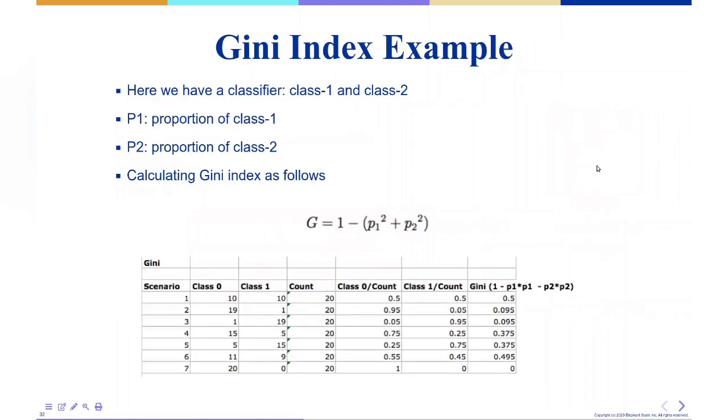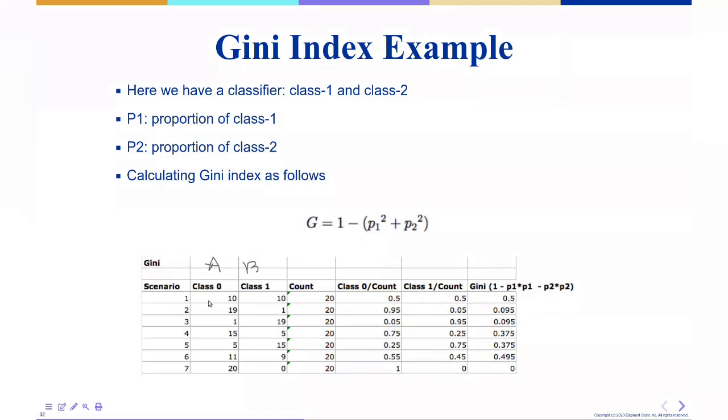Let me give you an example. Let's say I have classes A and B. Look at the first scenario. In my node, I have 10 A's and 10 B's. Can I predict if I'm A or B? Imagine I'm navigating a tree, landing on a node that has 10 A's and 10 B's. I cannot predict, because I have an equal chance of being A or B. If you plug into the formula, the Gini index is 0.5. So this is the worst Gini index you can get.